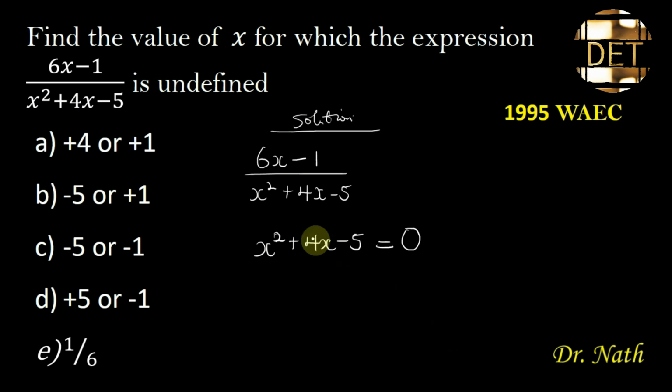So just a quick recap, we are looking at this 1995 question, and the question is, find the value of x for which the expression 6x minus 1 all over x squared plus 4x minus 5 is undefined. And like I said before, for any expression to be undefined, the denominator must be equal to 0. It's a must. It's not optional, it's a must. That is what defines an undefined expression. And that is what we have written out here.